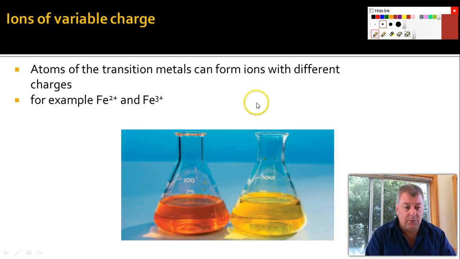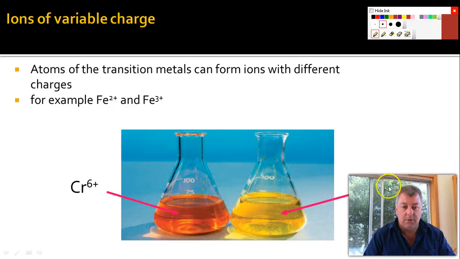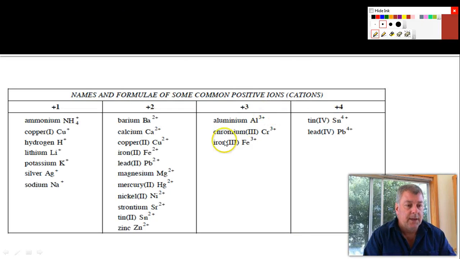This is another example. Now they look very different, these liquids or these solutions, but they're both containing chromium. The yellow one is chromium 3 plus and the orangey one is chromium 6 plus. So these are just a couple of examples, and we'll see quite a few others that you have to look out for. Now, how can we tell that we've got ions of variable charge?